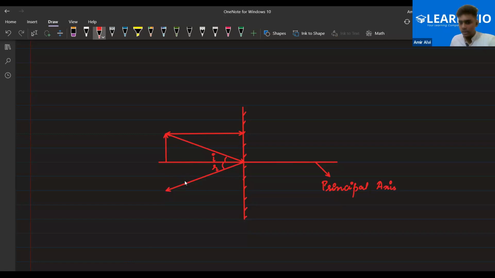So right now, this is reflected ray 2 and this is reflected ray 1. Is there any intersection between these 2 rays? No. It means that we have to extend them. There is no other option except extending, right? So what I will do is extend the lines in the backward direction like this.